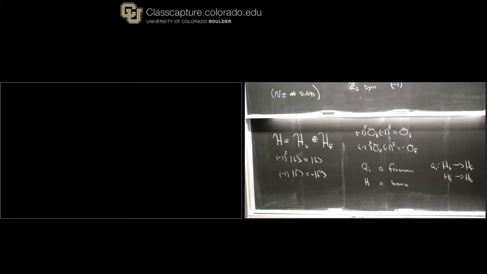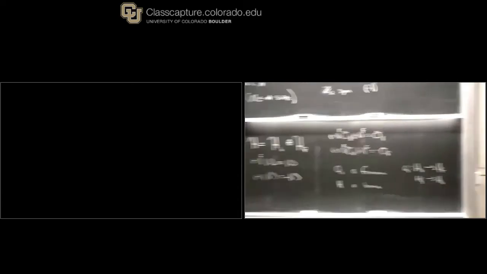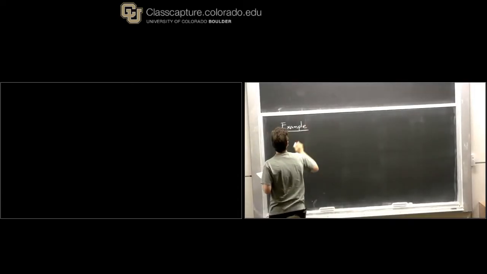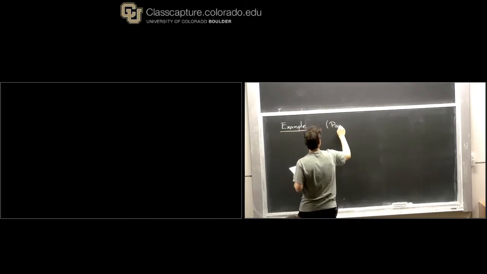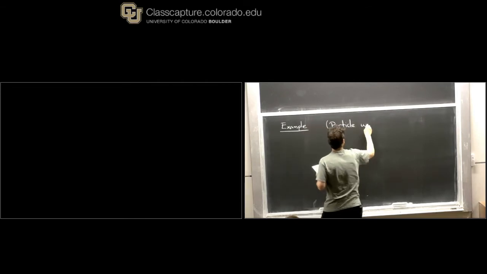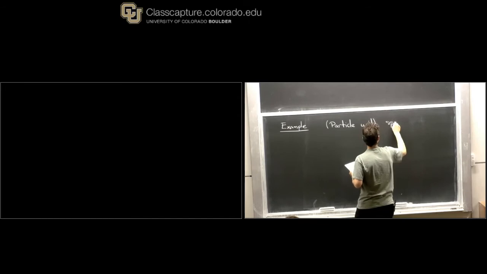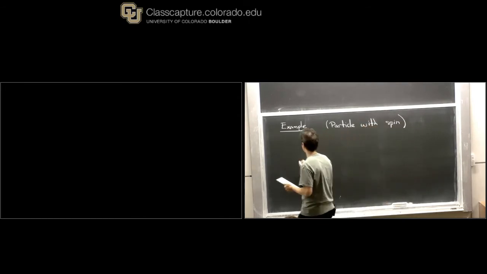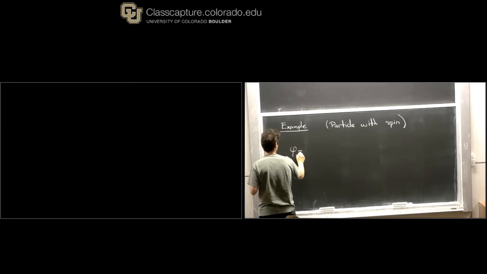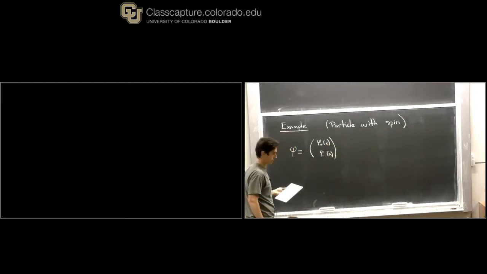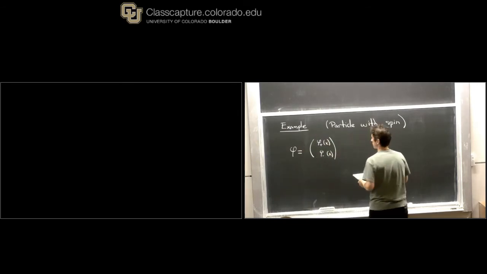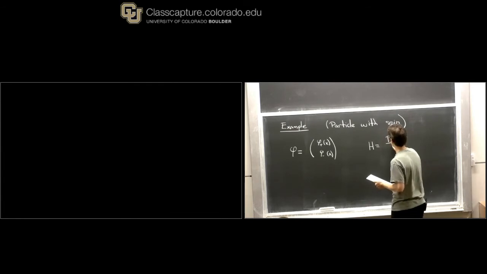Okay, so the main example in this lecture will be a particle with spin. So we'll have a wave function phi, which is going to have two components, phi plus of x and phi minus of x. So it's a particle moving in one dimension. There'll be only one coordinate x. What is the Hamiltonian? We have a standard kinetic term.